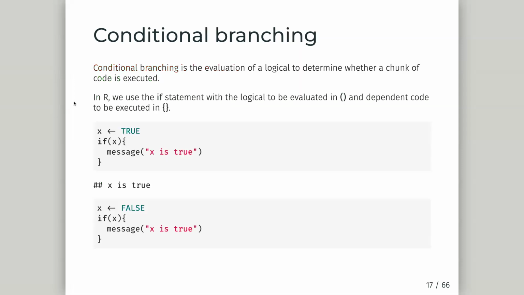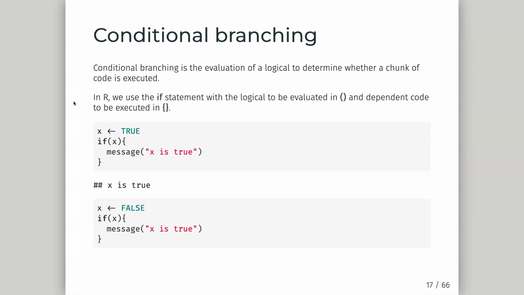So conditional branching is the evaluation of a logical to determine whether a portion, a chunk, of code is executed. So in R, we can use this if statement with the logical to be evaluated in round parentheses and the dependent code to be executed. And I think this is the first time we're going to see it in these curly brackets. Is there a better word for these than curly brackets?